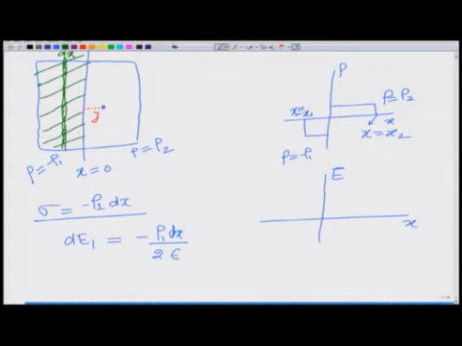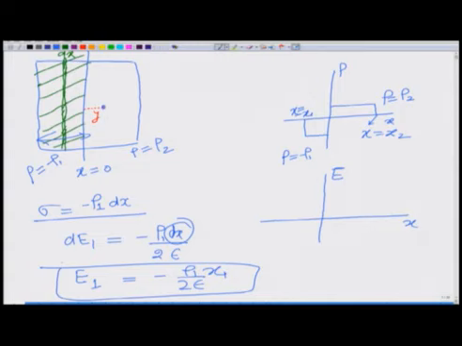What you will get is E1 equal to minus rho 1 over 2 epsilon times x 1. This dx, when you integrate, becomes this length x 1. So that is E1, the electric field because of this portion. How do I get the electric field because of the other portion, right of the junction? Let me remove certain part of it.